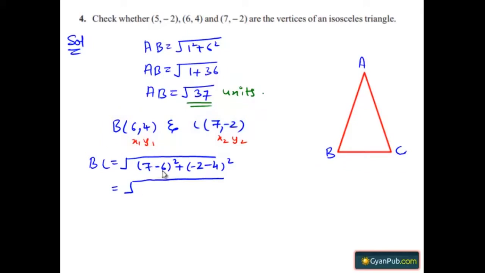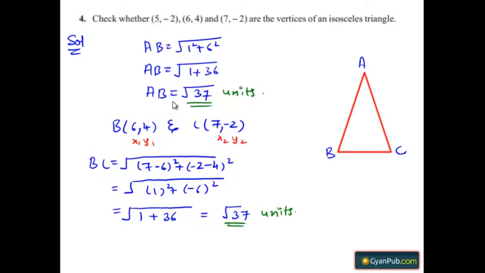of 7 minus 6 is 1, so 1 square, plus minus 2 minus 4 is minus 6, so here we write (minus 6) square. That is equal to 1 square is 1 plus (minus 6) square is 36, which is equal to root 37. Hence, we got the length BC as root 37 units.